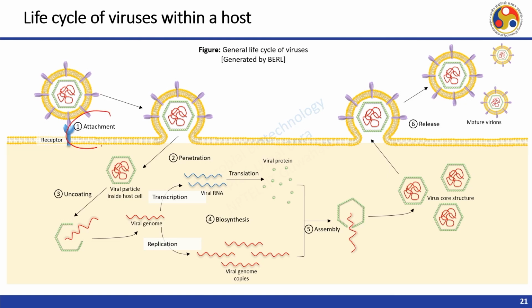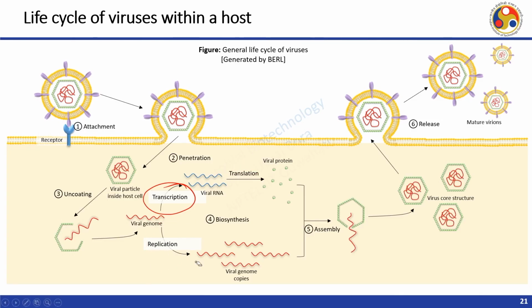The first is the attachment. The virus is getting attached through a receptor here, as you can see. Then the next step is the penetration. The virus will penetrate the host cell and put the viral particle inside the host cell. Here the uncoating will happen, so the nucleic acid, or the viral genome, is released, and then this viral genome will undergo various molecular events like transcription, translation, or replication.